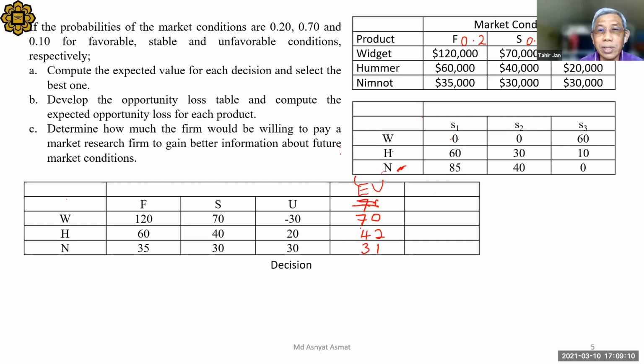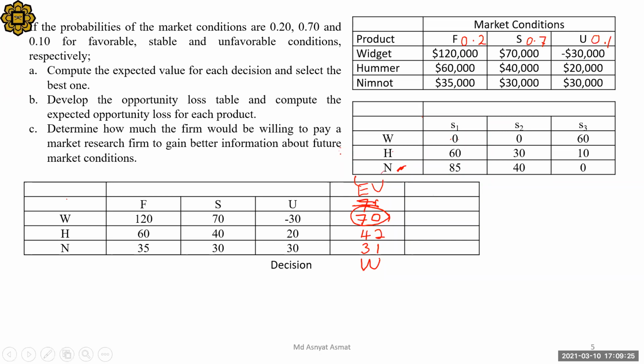So for expected value, which one to choose? The highest one. So what's your decision? Reject. Produce. Reject. Okay. Good. Okay, let's move on to the next question.